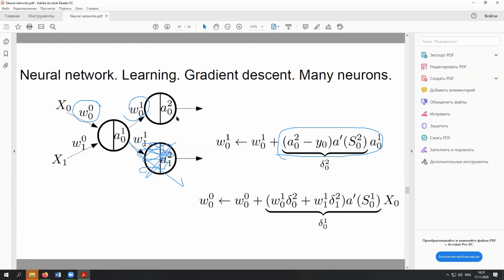On the last layer, the rule of updating is straightforward. The complicated part appears when we want to update the weights on the previous layers. And the further we go, the more left we go, the more complicated the formula for updating becomes. Because weight 0,0, this one, depends on both 0,1 and 1,1, on these two things.